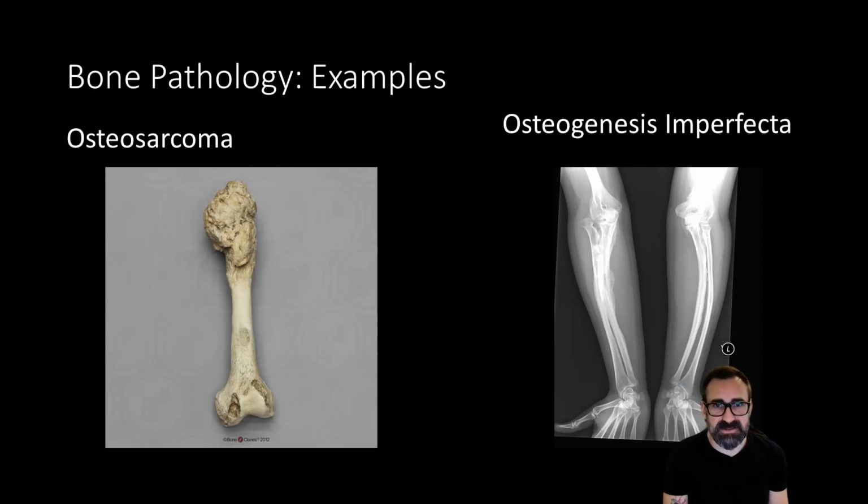Osteogenesis imperfecta, this is brittle bone disease. My dad's mom's sister had osteogenesis imperfecta. So the bones are really brittle and they break, and individuals tend to be really small.